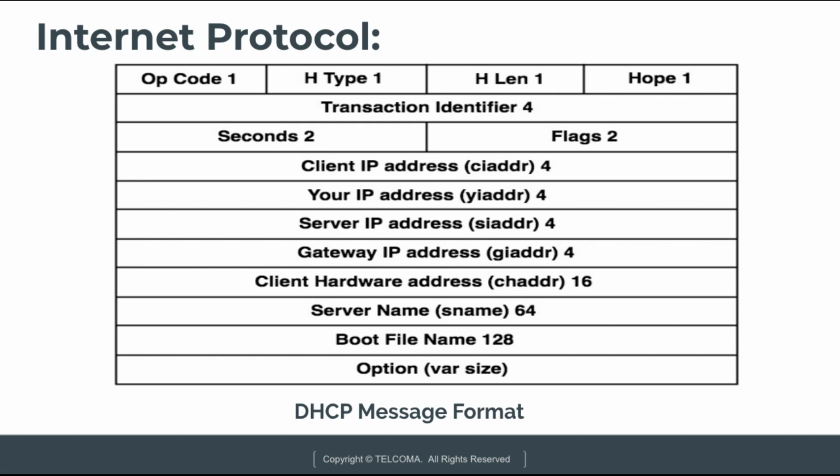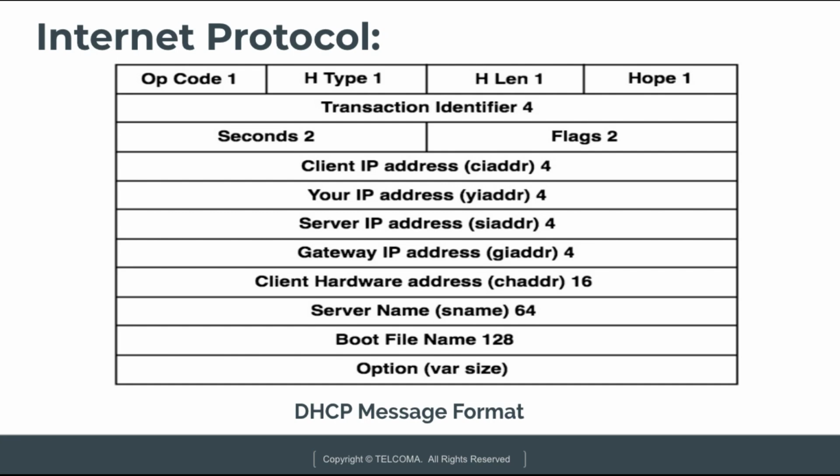Next is the server IP address. Here the address of the sending server, or of the next server to be used in the next bootstrap process, is used. Another one is the gateway IP address. The gateway IP address is also known as the relay agent IP address, and it is used in booting via a relay agent. Next is the client hardware address. Here the client hardware address is 16 bytes long, and it defines the MAC address of the client.